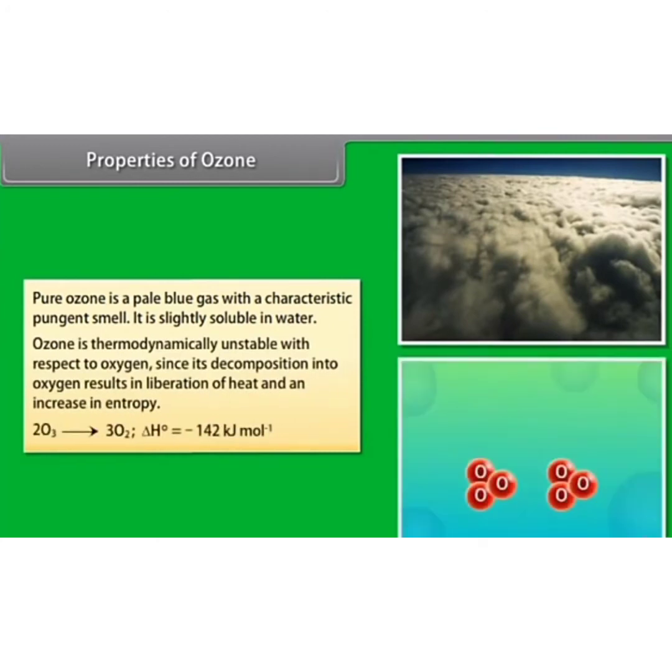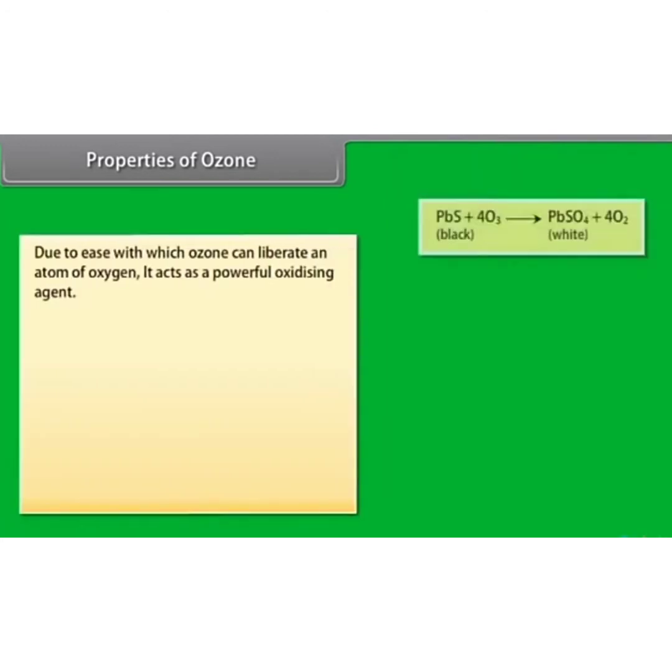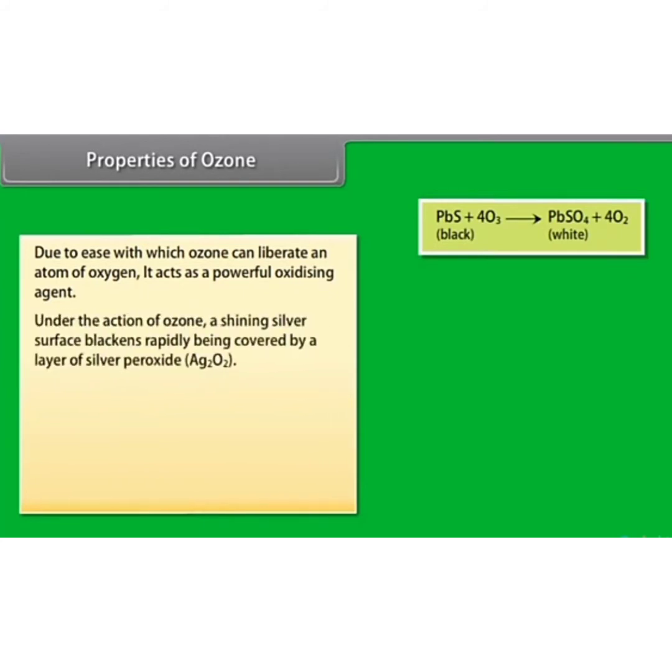Ozone is thermodynamically unstable with respect to oxygen, since its decomposition into oxygen results in liberation of heat and an increase in entropy. Due to the ease with which ozone can liberate an atom of oxygen, it acts as a powerful oxidizing agent. Under the action of ozone, a shining silver surface blackens rapidly, being covered by a layer of silver peroxide, Ag2O2.